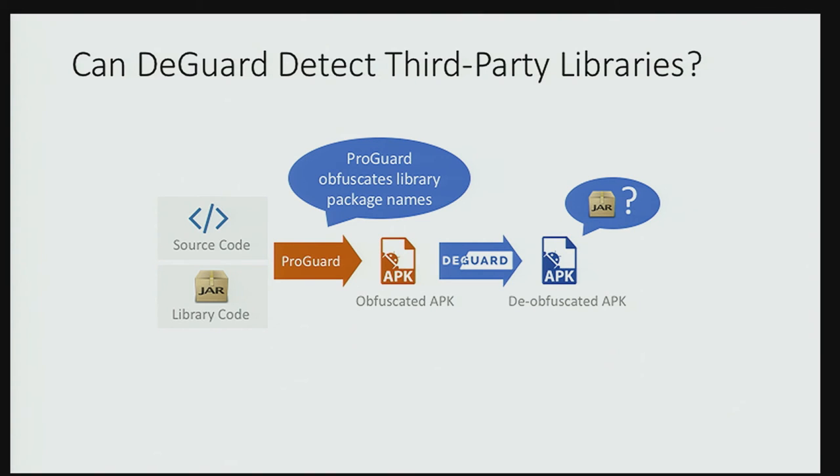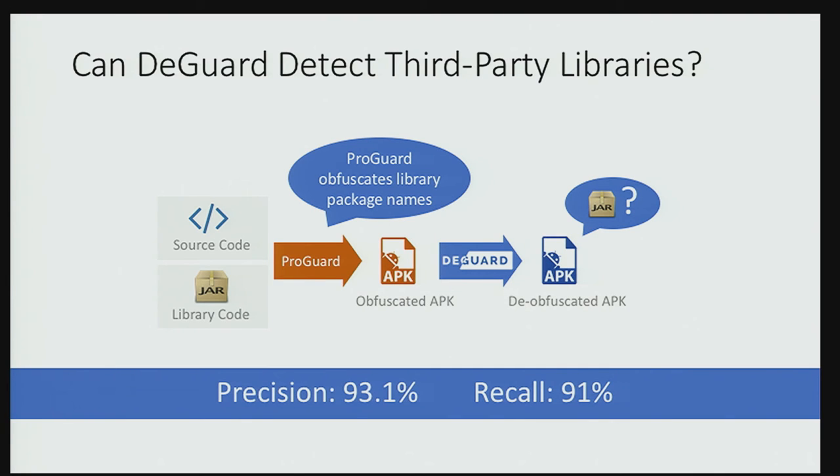However, after we deobfuscate the application with DGuard, we can simply check if the deobfuscated package names belong to a library package name. And if this is the case, then we know that a particular library was part of and used in the application. So in this experiment, we got a precision of 93.1%, and recall was also quite high, 91%. And this means that DGuard is quite effective at detecting such third-party libraries in Android applications.